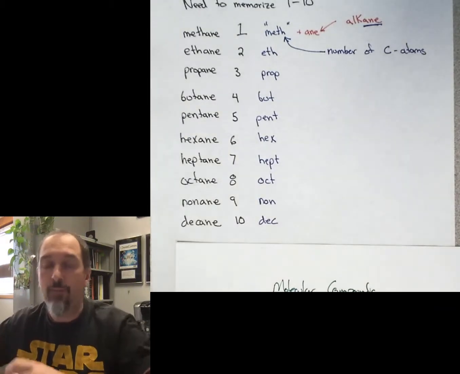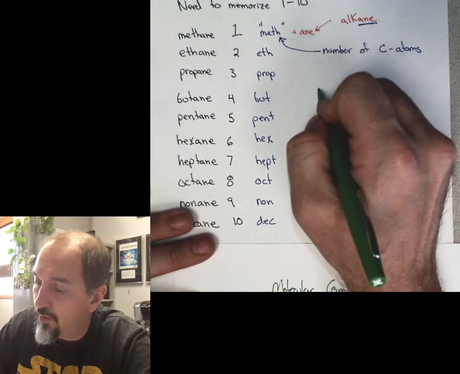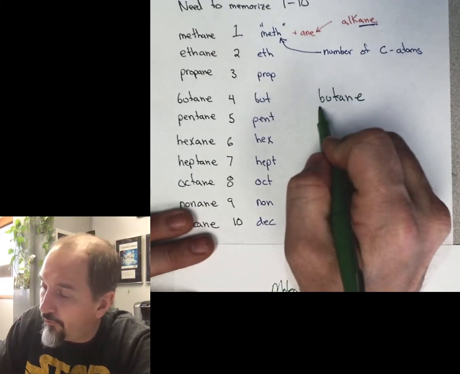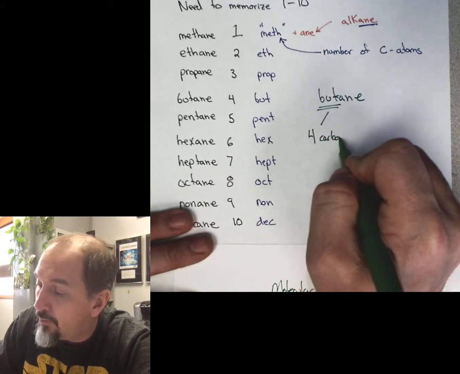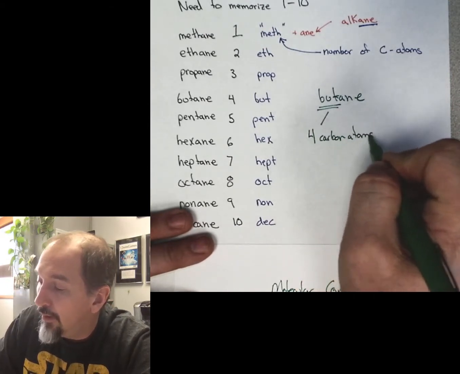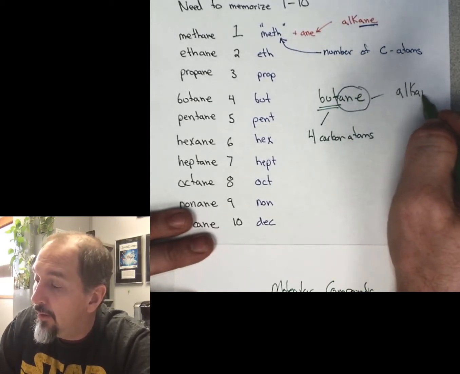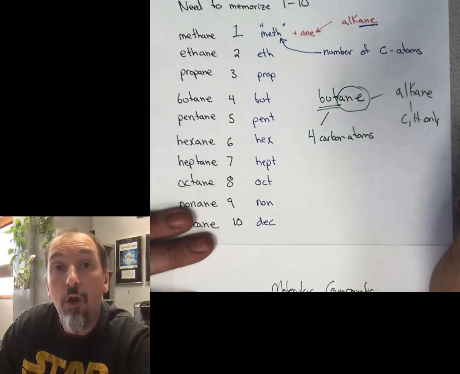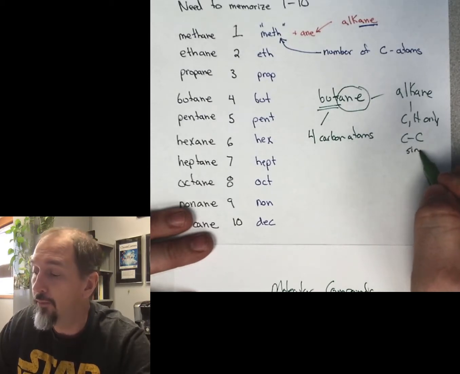So for example, if I want to know what compound is butane, I look at the front and I say, okay, butane means that there are 4 carbon atoms. The ane part means that this is an alkane. Alkane means carbon and hydrogen only, with carbon-carbon single bonds only.